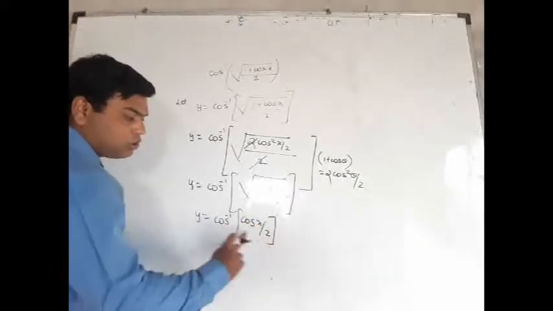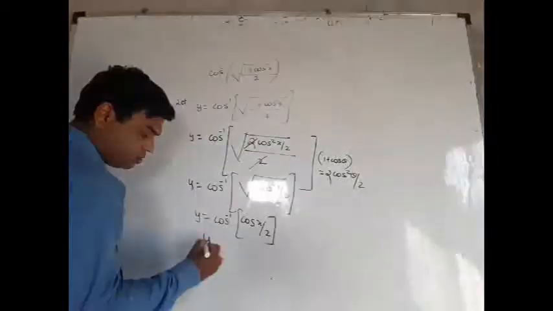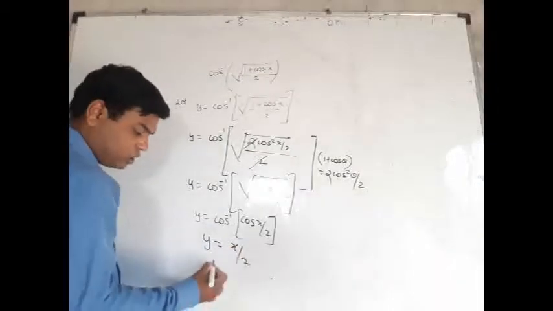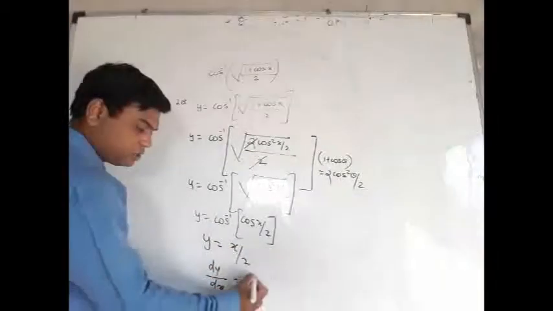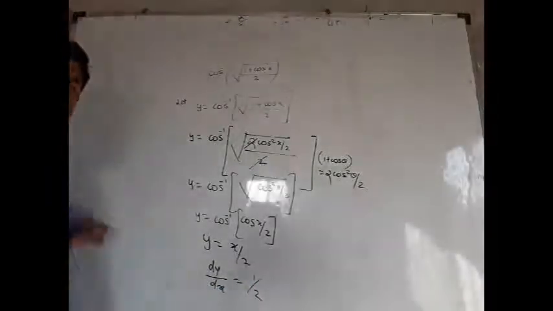What is the answer? Cos inverse of cos theta is again theta. Now what is the derivative? dy by dx, x by 2 का derivative. This is 1 by 2.